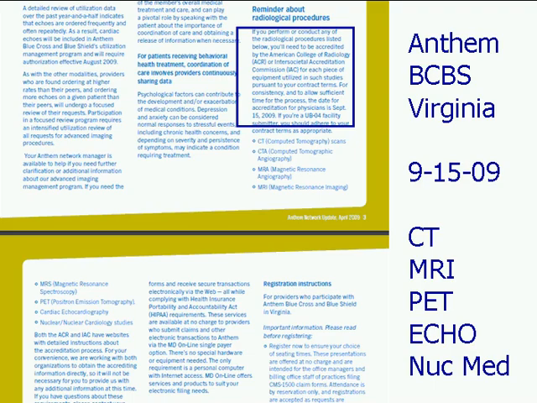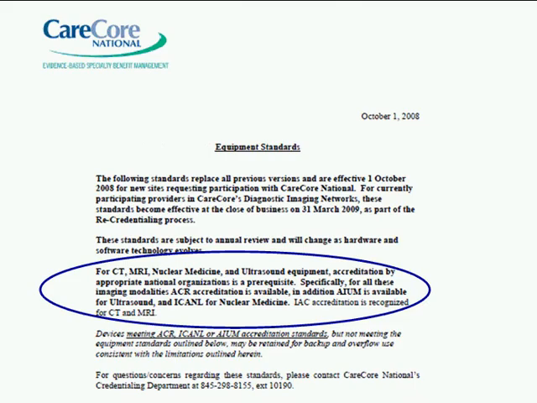Another private payer policy that we were aware of was Anthem Blue Cross and Blue Shield of Virginia. This policy was actually made public last year and was, I believe, initially designed to go into place in March of 2009. In April of 2009, they updated the policy to make the deadline September 15th, 2009. This again is Anthem Blue Cross and Blue Shield of Virginia for CT, MRI, PET, echocardiography, and nuclear medicine.